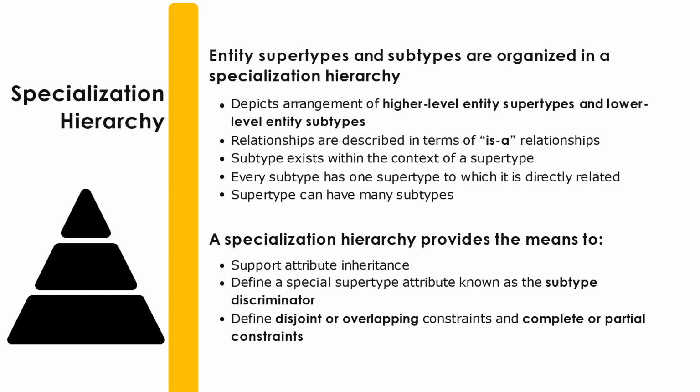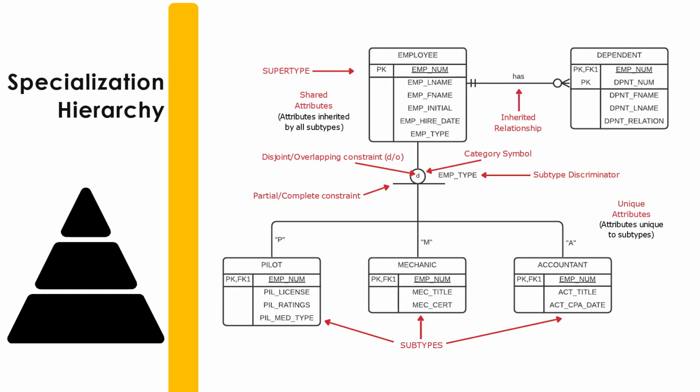The specialization hierarchy provides the means to support attribute inheritance, define a special supertype attribute known as the subtype discriminator, and define disjoint or overlapping constraints and complete or partial constraints. Let's take a look at this example.